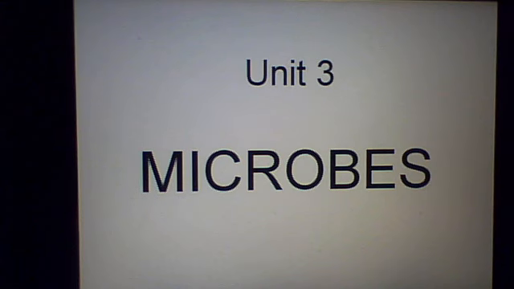Tomorrow we will begin our next unit, Unit 3, which is entitled Diseases and Biotechnology. In this unit, we will begin talking about microbes, the different types of microbes, how microbes cause diseases, as well as how to treat and prevent these diseases.